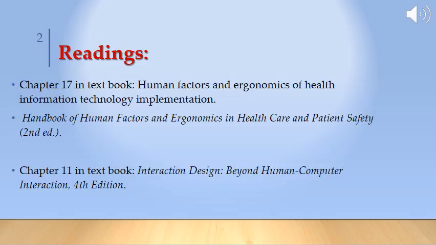The readings are Chapter 7, CHIM in Textbook, Human Factors and the Ergonomics of Health Information Technology Implementation, and Chapter 11, Textbook Interaction Design Beyond Human-Computer Interaction for Physicians.